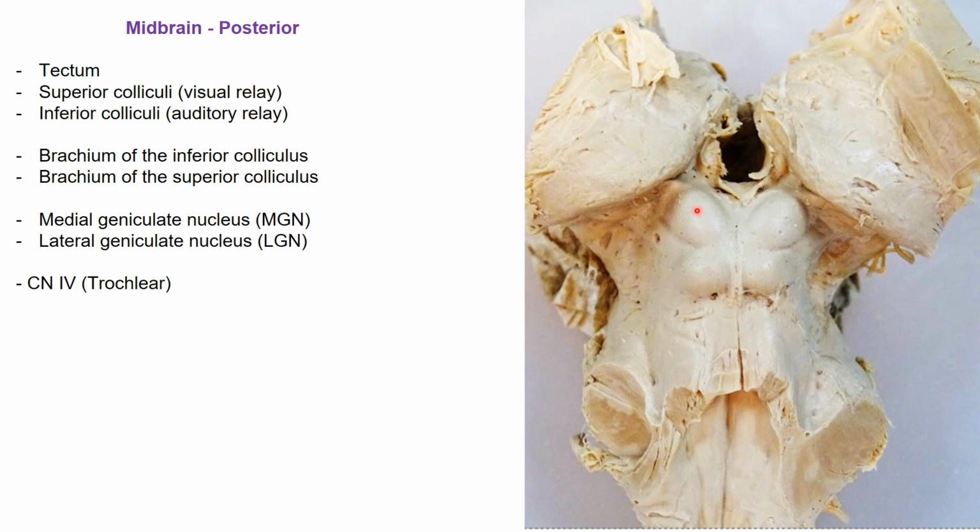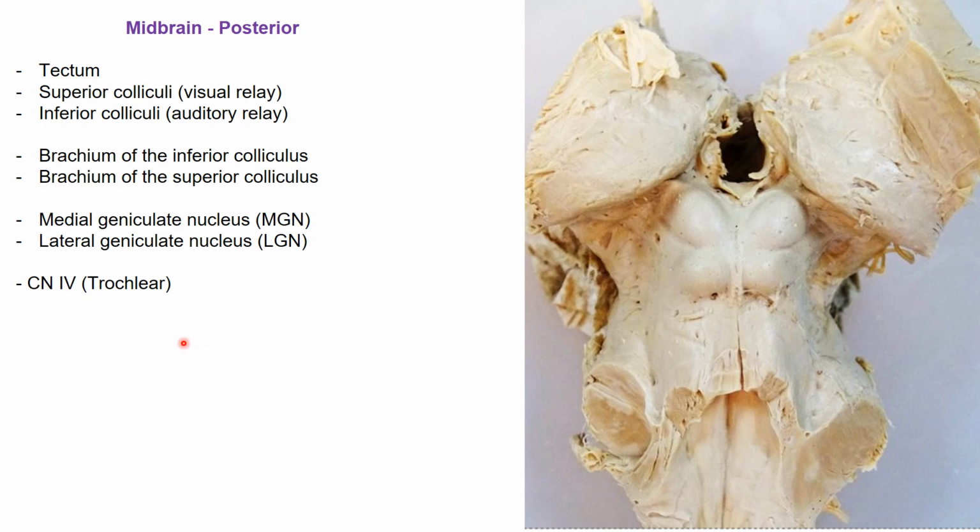If we look at our superior colliculus, that is also going to have a brachium associated. It's just hard to see with the thalamus blocking our view here. So if we look at the superior colliculus, you will have a brachium of the superior colliculus, and that will eventually go deep to what we can see here to the lateral geniculate nucleus. So it's going to go all the way lateral to the medial geniculate nucleus. Those are really the main structures that you need to know from the posterior portion of the midbrain.